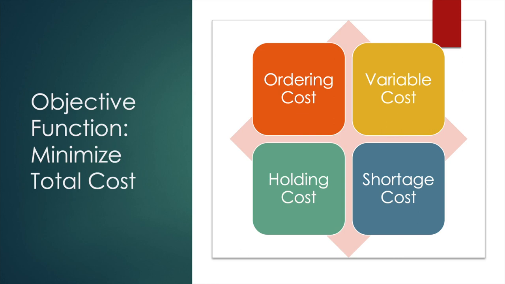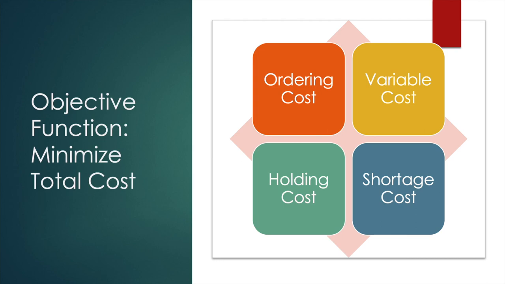Next, what is the objective and the objective function? For inventory models, we usually minimize the total cost. Some would say we want to maximize revenue, or maximize profit. However, in the first place, there wasn't any revenue or profit mentioned in the problem.